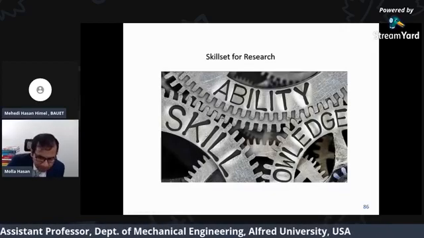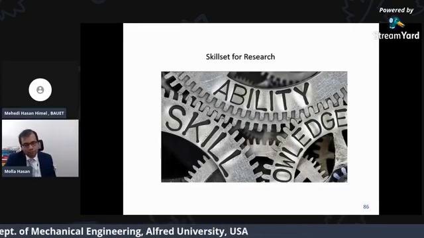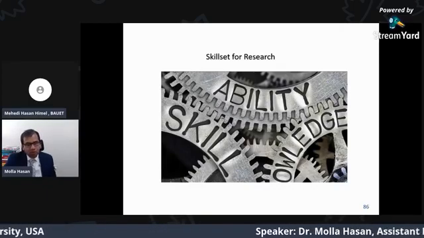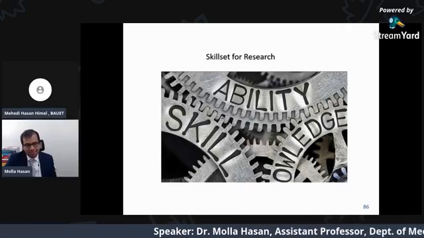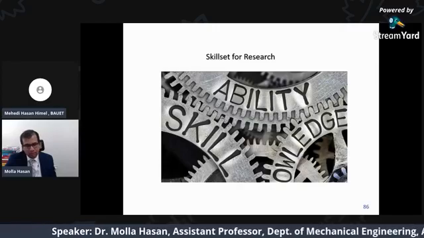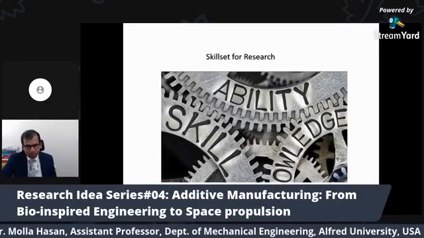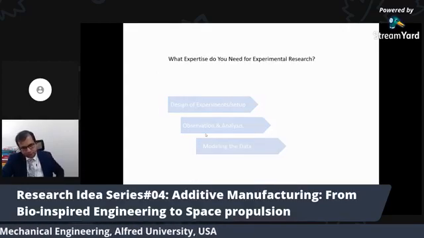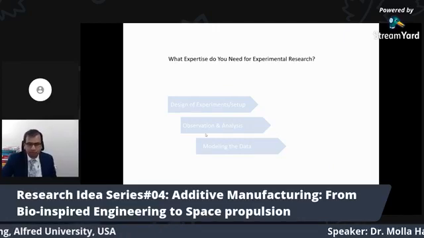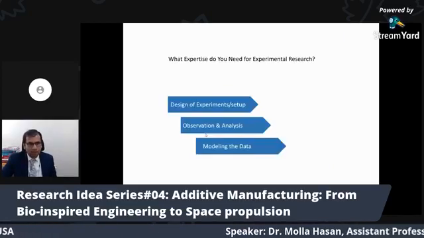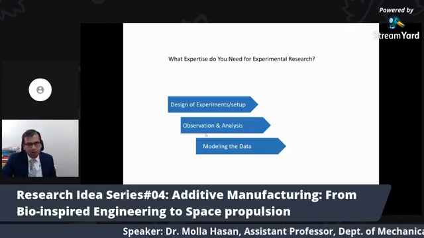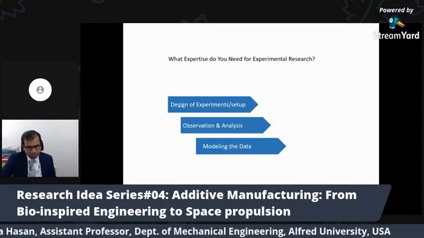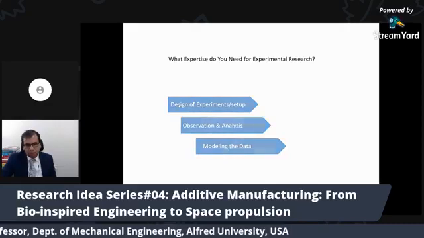Now, let's move to the next topic of my talk. What is the skill set for research? As an experimentalist, I will talk only about the experimental skill set. I will not talk about what simulation and theory require, because that is not my expertise. So I would say: design of experiments, setup, observation and analysis, and modeling the data. Today I'll only focus on the design of the experiment setup.